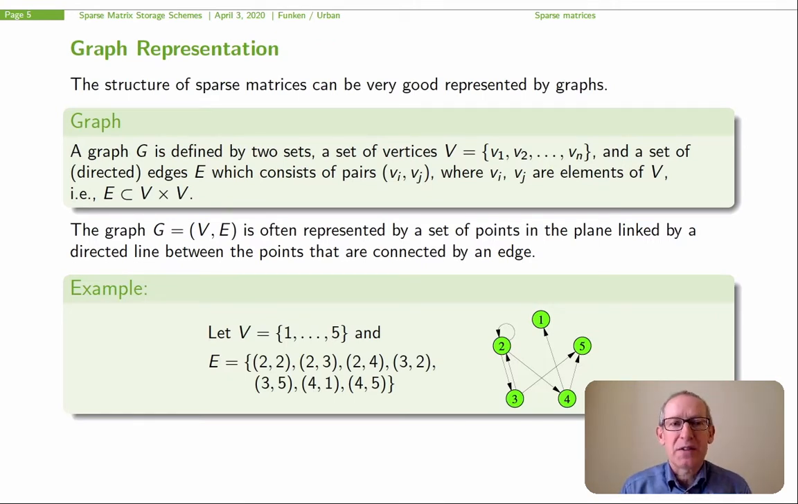To discuss the structure of sparse matrices, it is a very good idea to use graphs. What is a graph? A graph G is defined by two sets: a set of vertices, capital V, and a set of edges. And an edge is just a directed edge pointing from a node Vi to a node Vj. So here we have the set of 5 vertices, 1 up to 5, and we also have edges given in the set. So the edge 2 pointing to the vertex itself, 2, or pointing from 2 to 3, given below. And this is a nice picture. And from this graph, we can apply some necessary theorems.